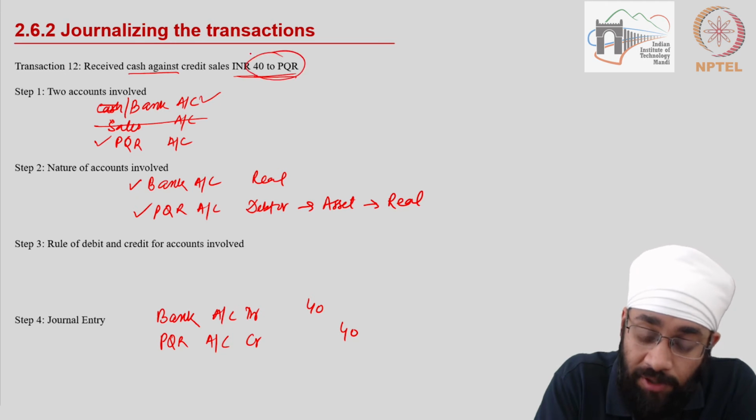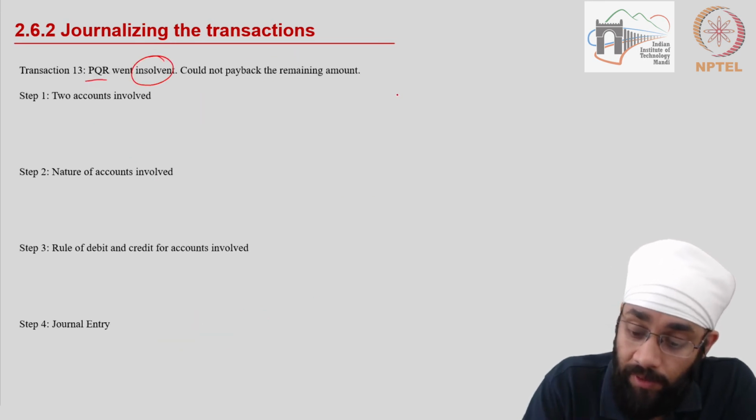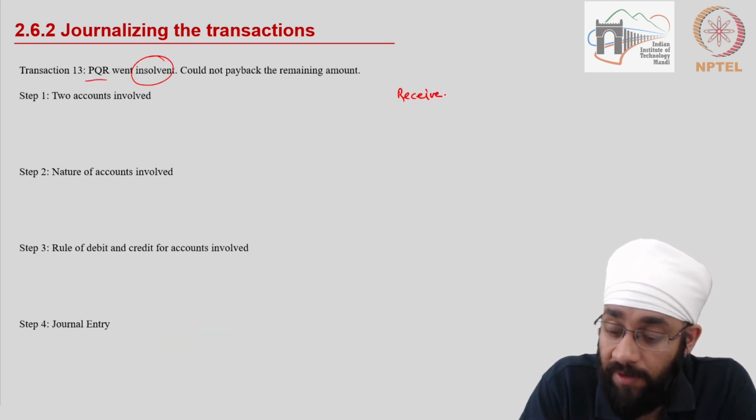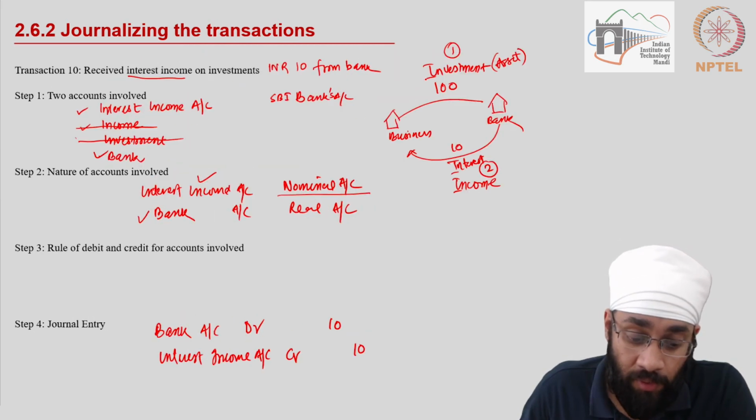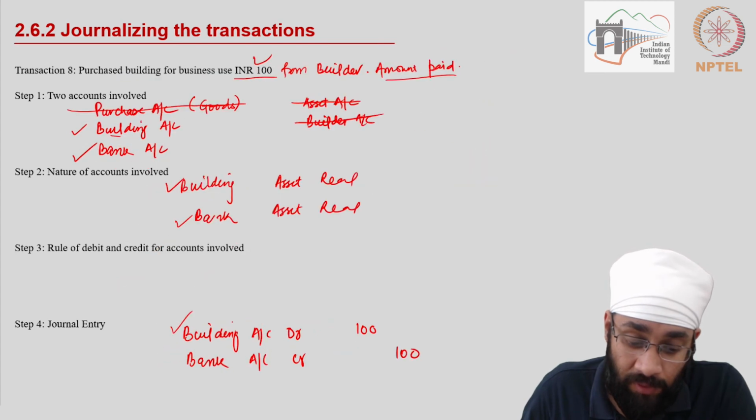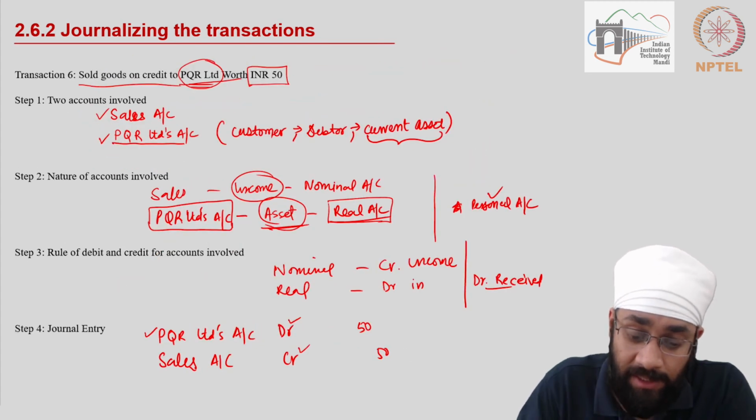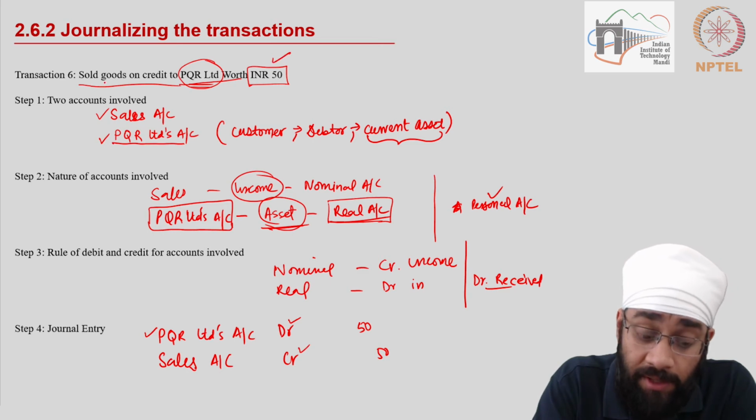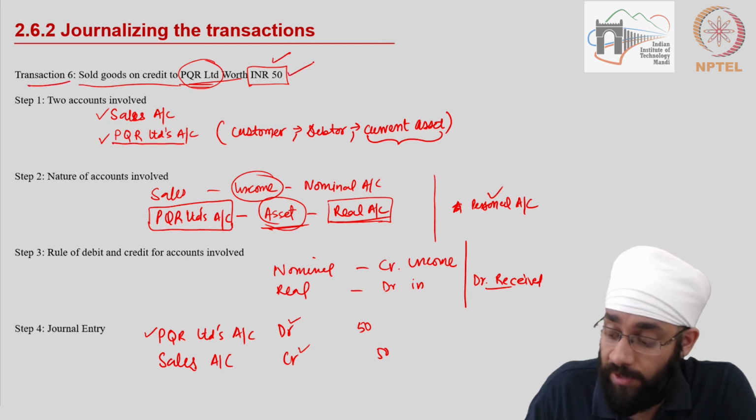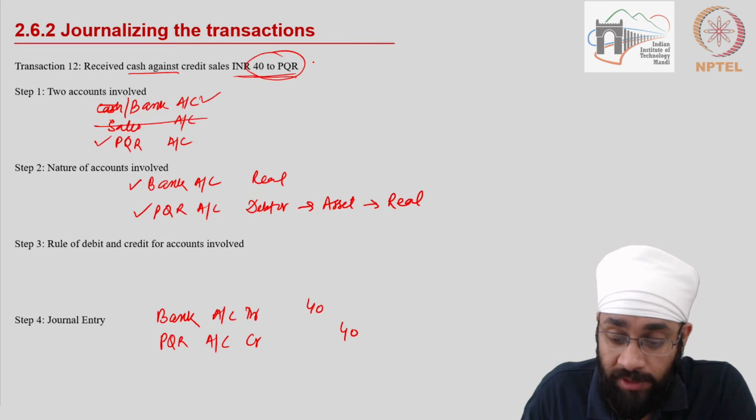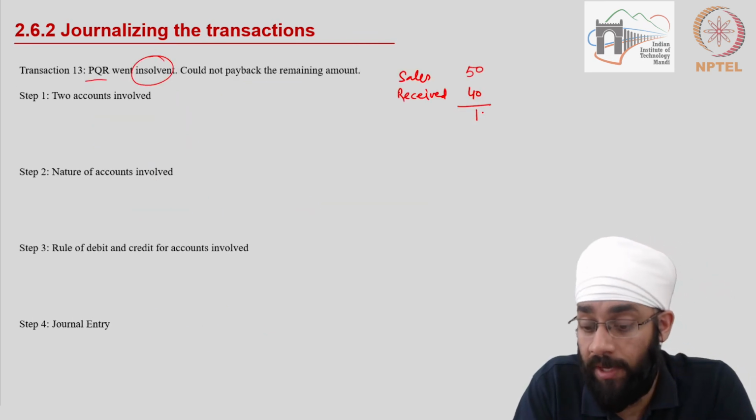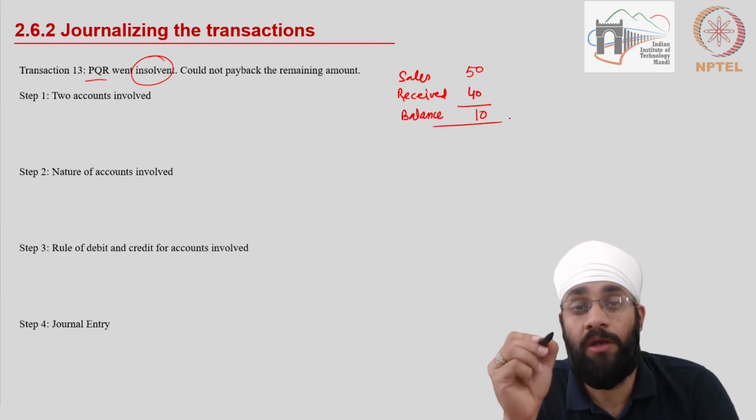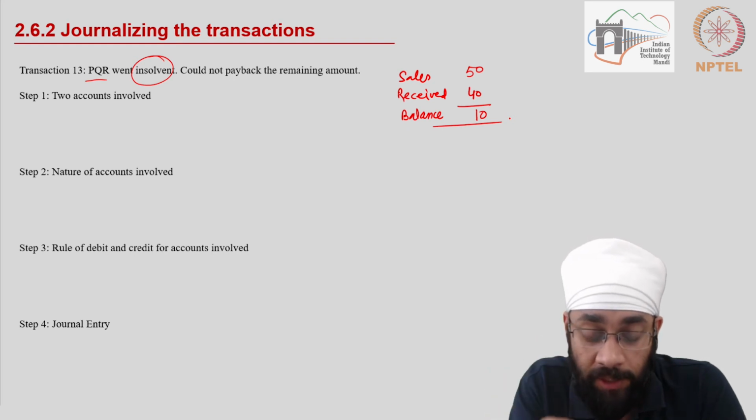So if you see, 40 has been recovered, so let me say received is 40. How much was the sale? That is the question. So I'm going to go back and look for the sale here. You sold goods on credit, transaction 6, 50 rupees worth of goods were sold to this person here. So 50 rupees of sales was made and this is the balance. 10 rupees has to be recovered from this PQR.